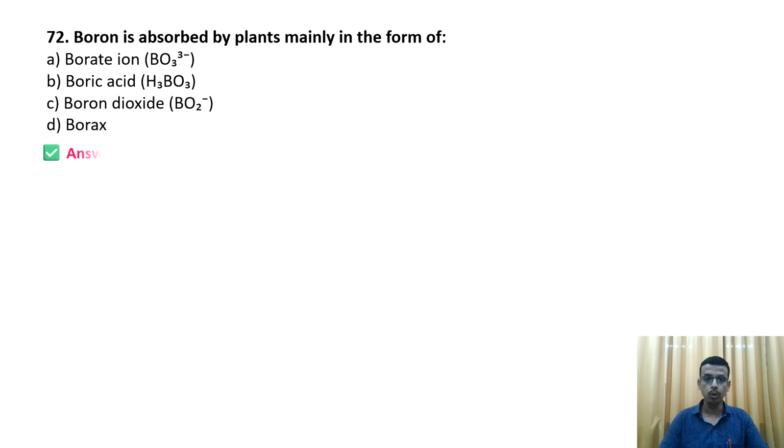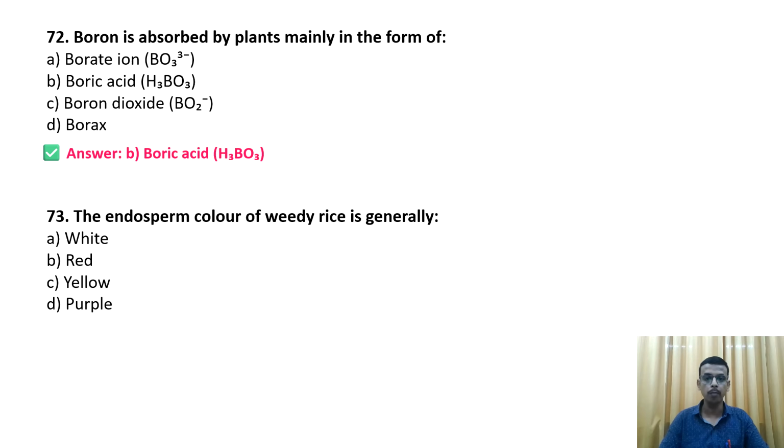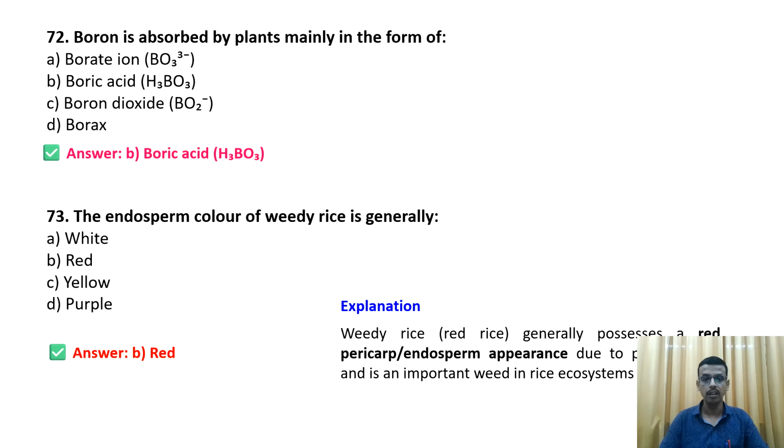Then boron is absorbed as boric acid by the plant. The endosperm color of weedy rice is red. Okay, weedy rice generally contains a red pericarp or endosperm that appears red.